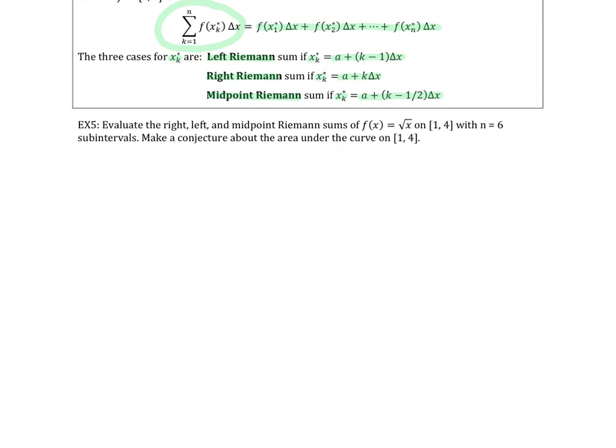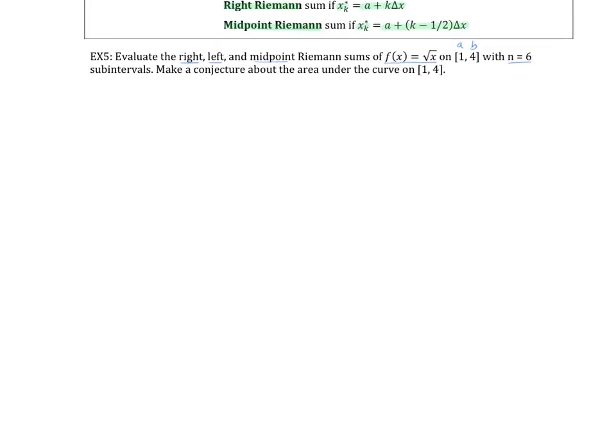Well, we're going to go ahead and figure out the right, the left, and the midpoint Riemann sums. We have our function. F of x is going to be the square root function. I have my interval from 1 to 4, so a is 1, b is 4. I'm going to use 6 subintervals, so n is 6. So let's start with the right Riemann sum. But before I do that, I need to figure out what my delta x is.